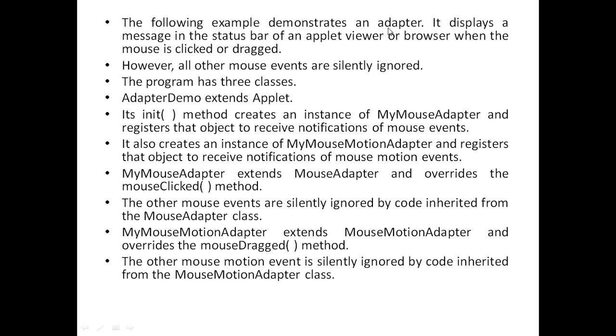So the following example demonstrates an adapter. In the following example, it displays a message in the status bar of an applet viewer or a browser when the mouse is clicked or dragged. However, all other mouse events are silently ignored. So the program consists of three classes. One is AdapterDemo, which extends Applet. Its init method creates an instance of MyMouseAdapter and registers that object to receive notifications of mouse events.